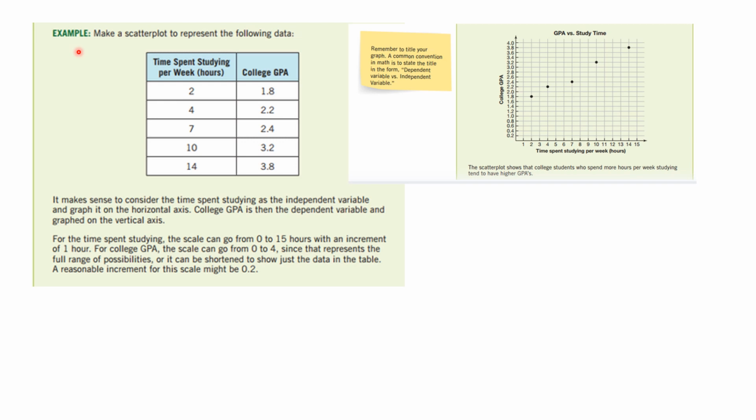So here's another example. You want to make a scatter plot to represent the following data. This is time spent studying and what the college GPA is. And it makes sense that the more you study, the higher your GPA is, and that's what this scatter plot illustrates.